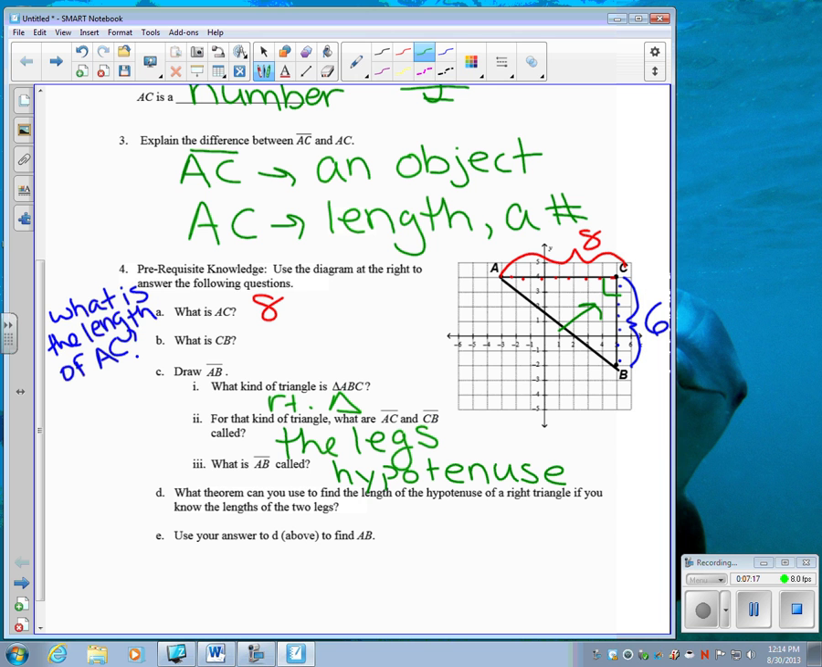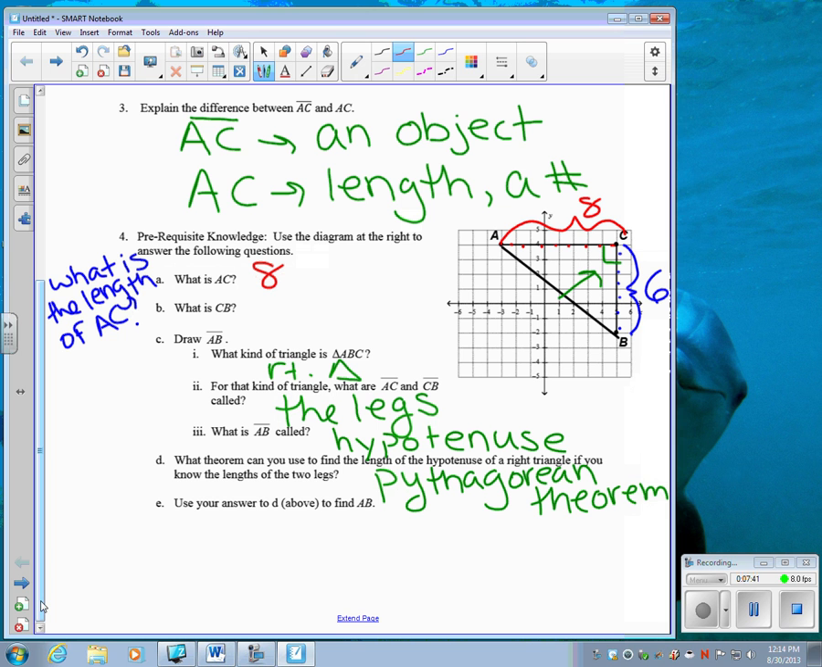What theorem have you guys used in the past to find the length of the hypotenuse if you know the other 2 pieces of information? If you said the Pythagorean theorem, you are correct. And if you recall, this is the equation for it. A squared plus B squared equals C squared.